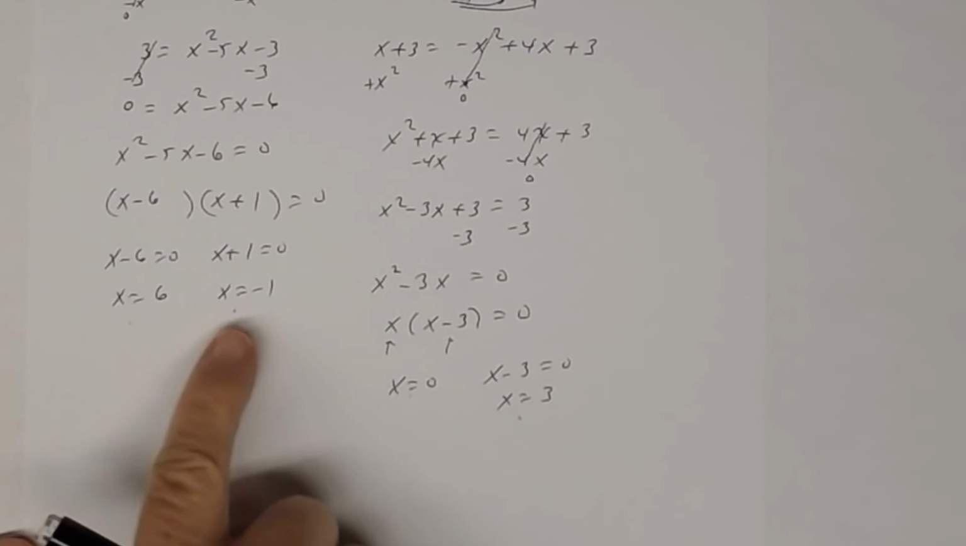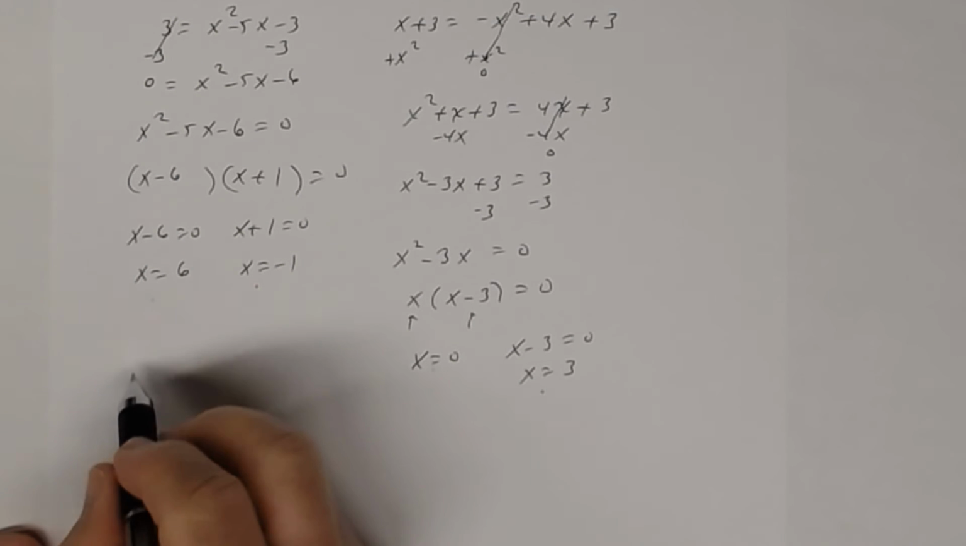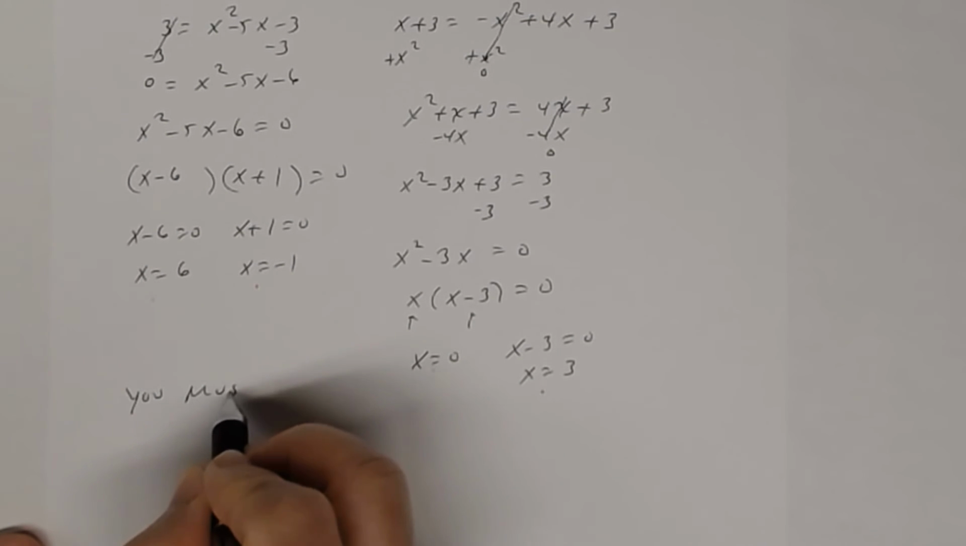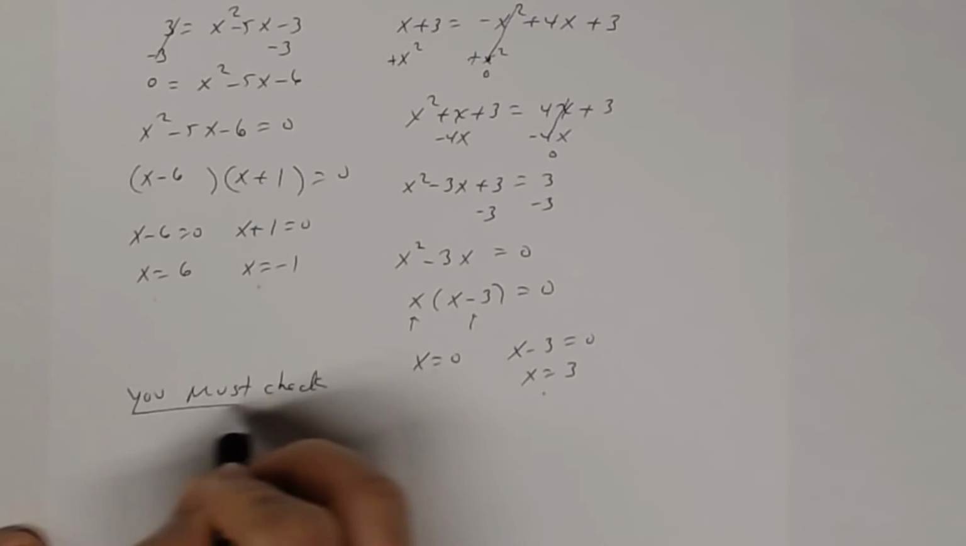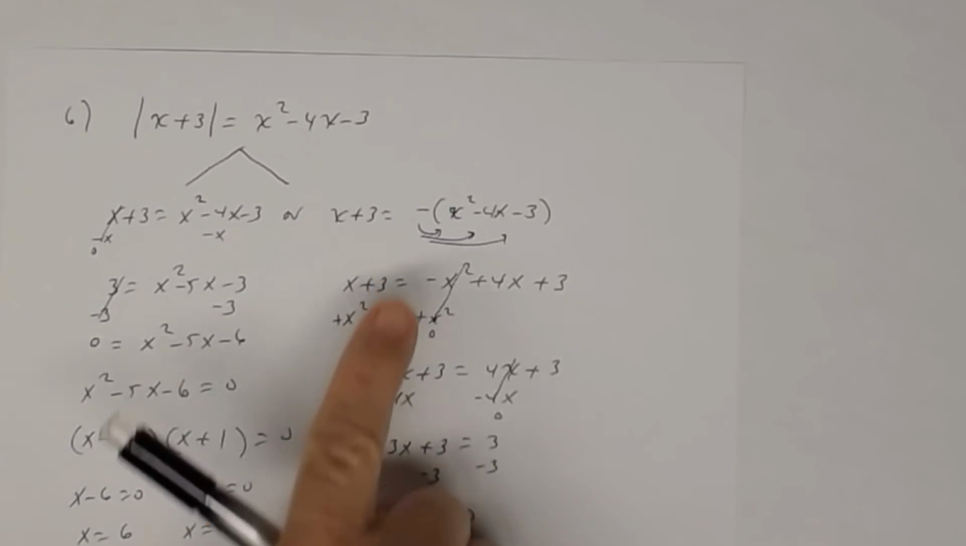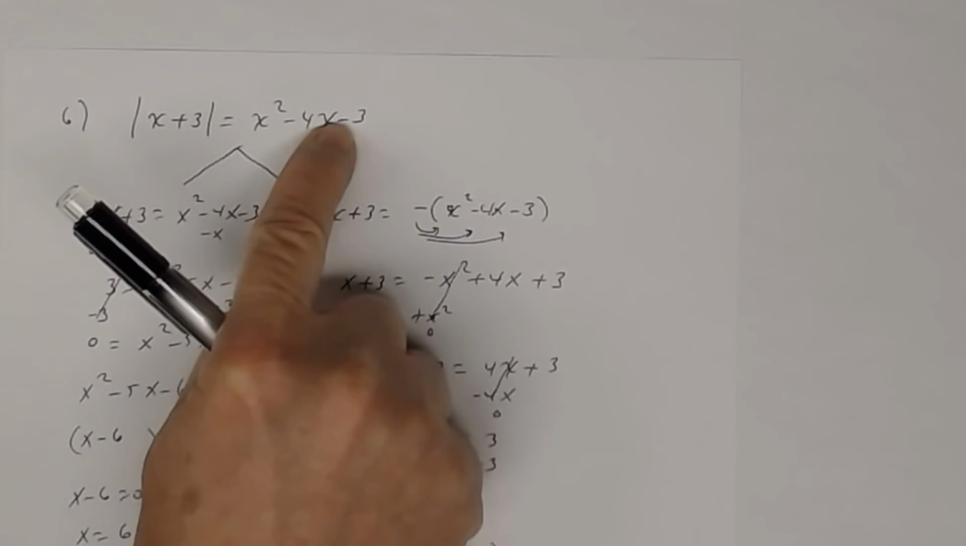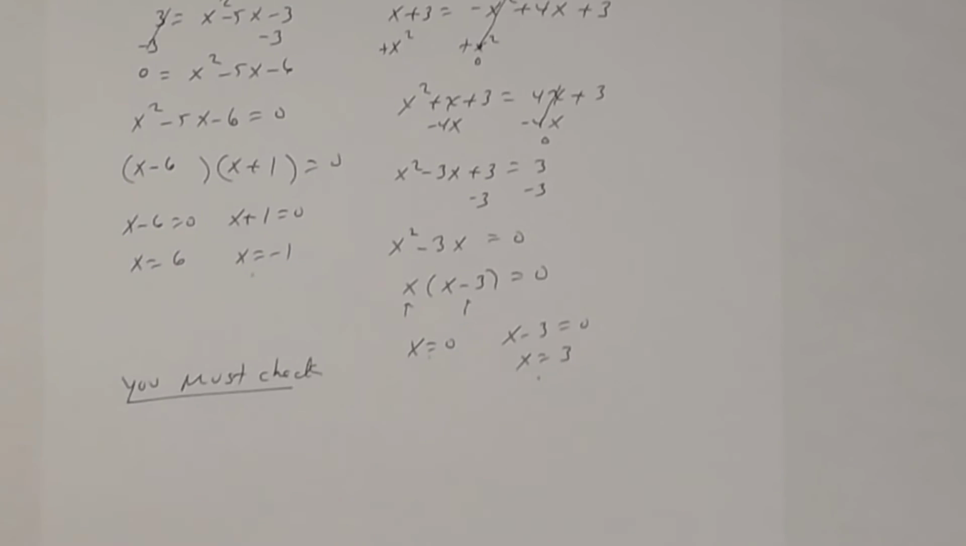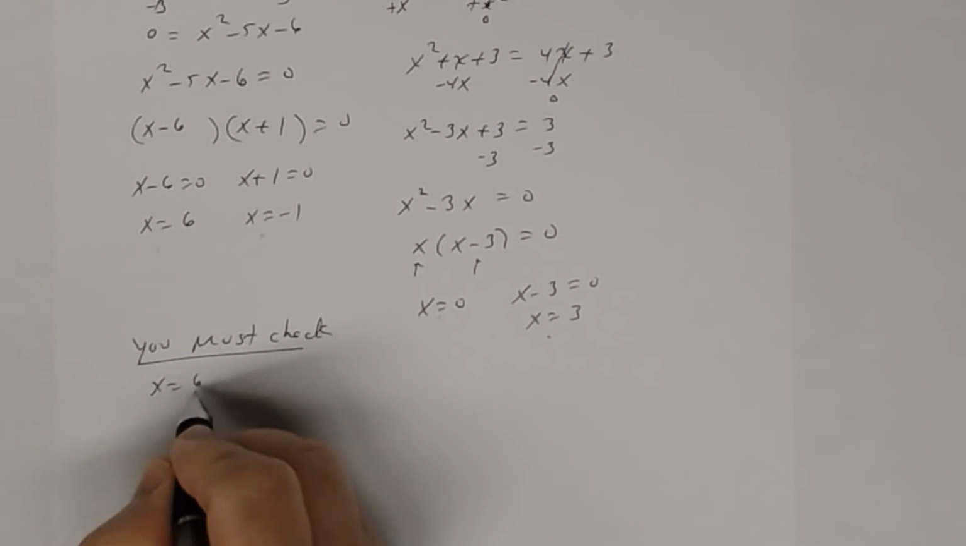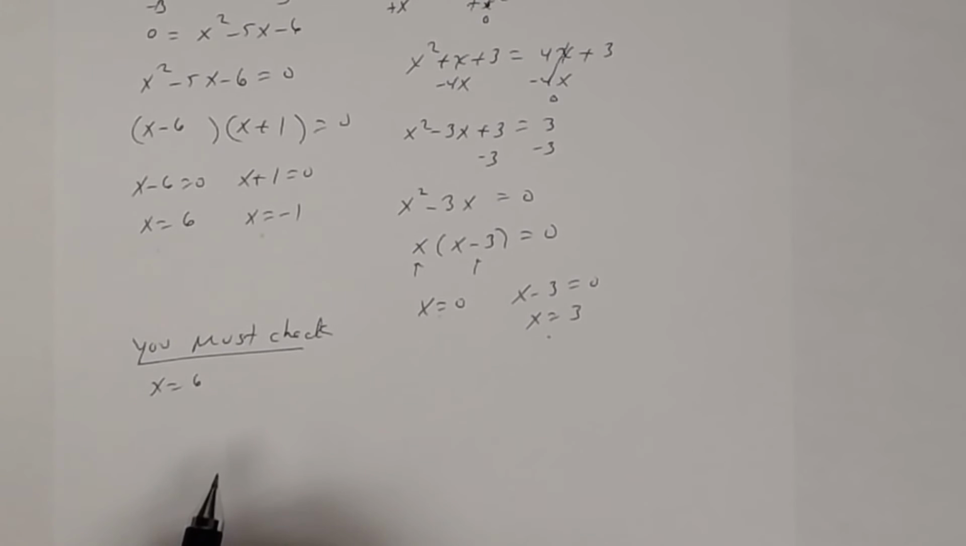We have to check all of these solutions. Okay, so you must check. You must check, since on this side you have a variable expression without absolute value bars. So let's go ahead and check the first one, x equals 6. So it's a little bit of work we have to do, but you got to do it.